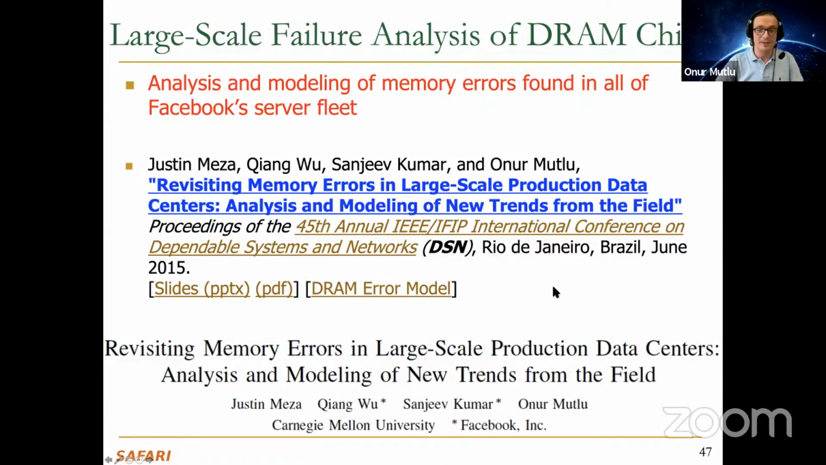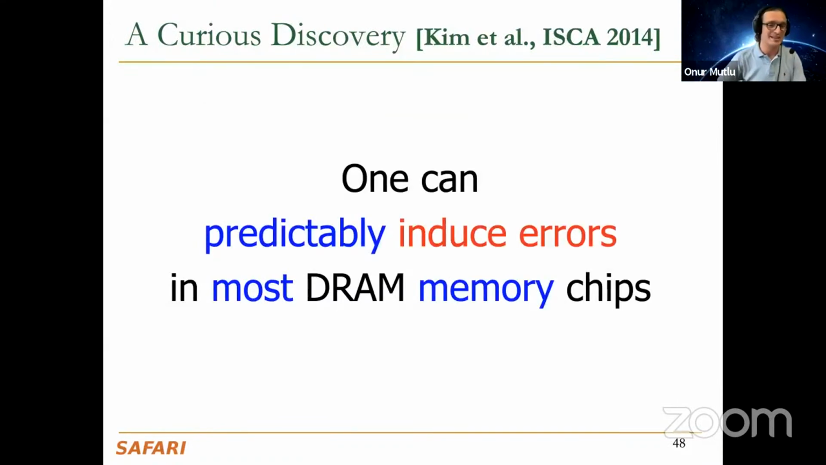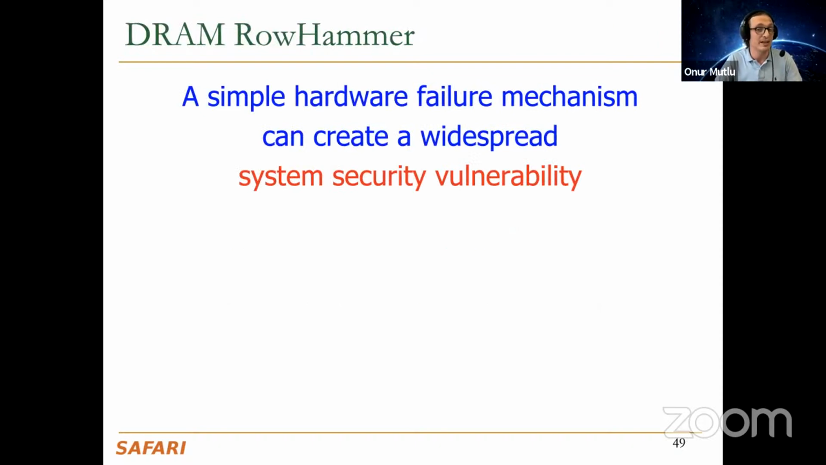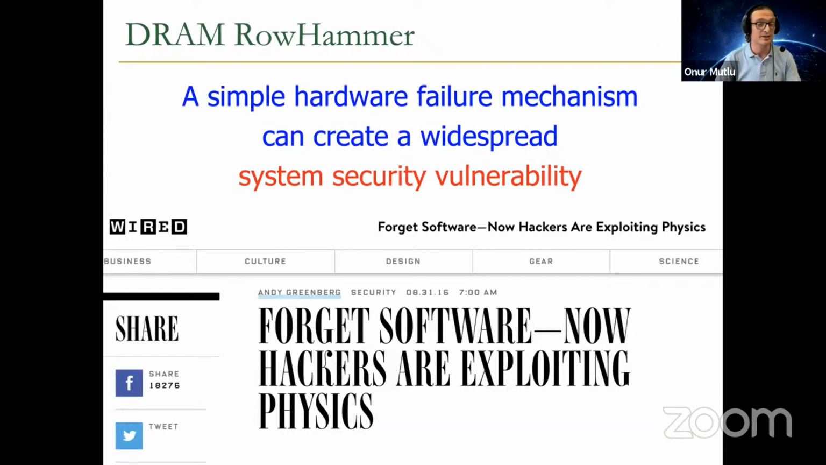Okay, you're also familiar with RowHammer because we talked about that, so I'm not going to cover much more about that. Basically, today you can predictably induce errors in most DRAM memory chips, and this is a reliability problem because cells are interfering with each other. Whenever you're toggling one word line, one row, you're really destroying the data in adjacent rows. I'm not going to go through this in detail again, but it's really a simple hardware failure mechanism that can create a widespread system security vulnerability.